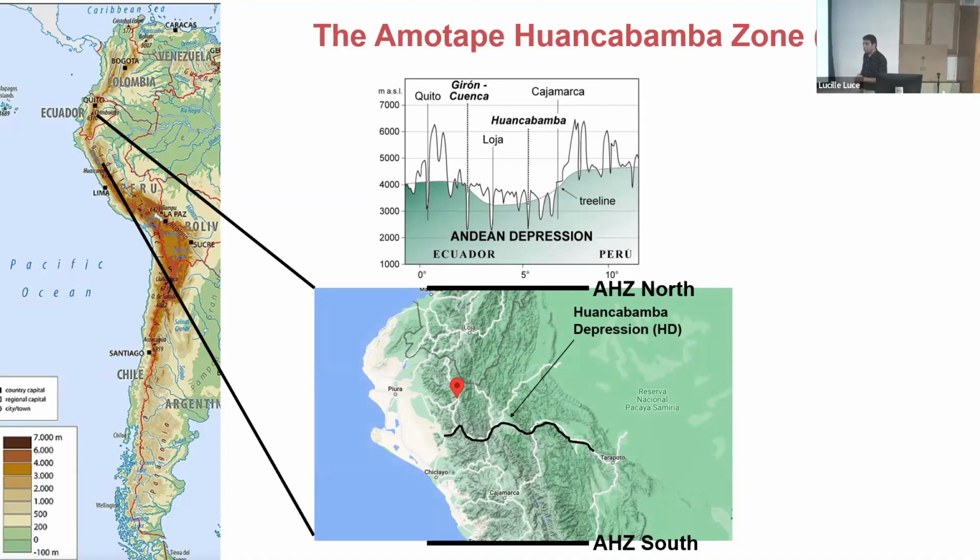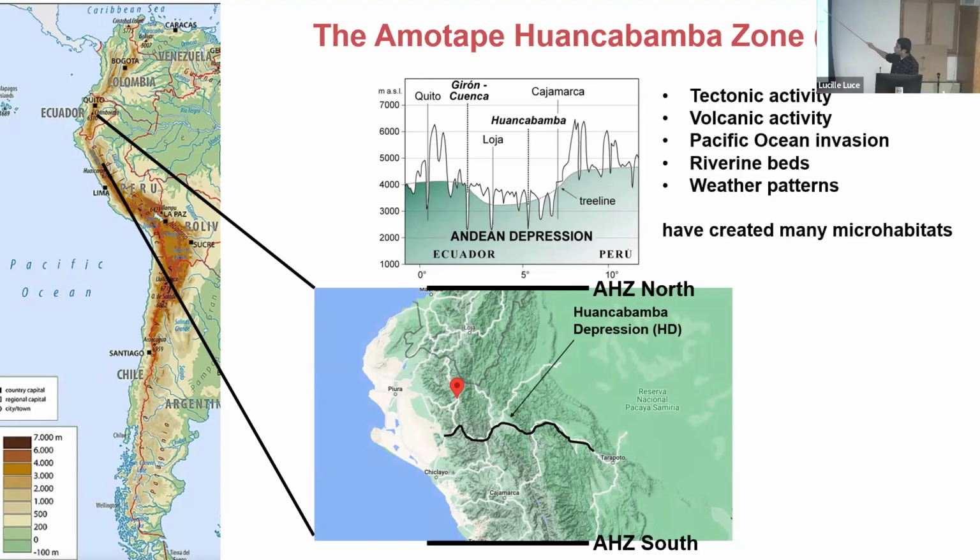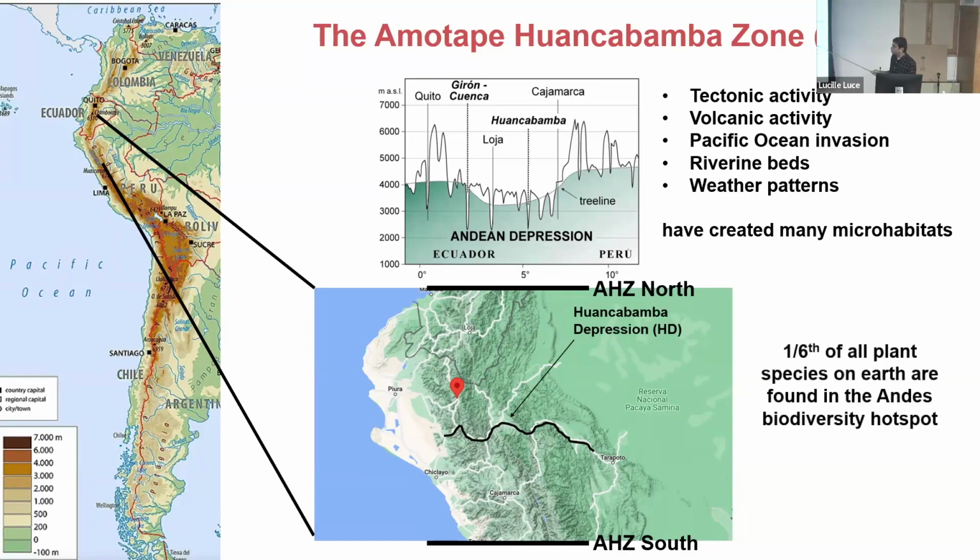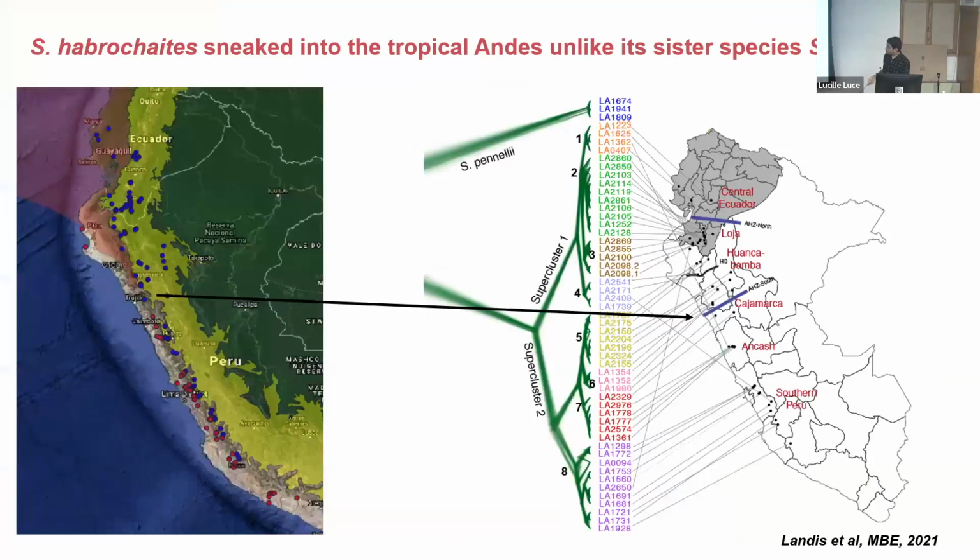And this region has so many small habitats, microhabitats, because it has been influenced by tectonic activity, volcanic activity, the Pacific Ocean has come in and gone out, there are riverine beds, weather patterns are different. So there are so many microhabitats that 1/6 of all plant species are found in the tropical Andes. Many of those are concentrated here due to the endemism present in the AHZ. So this is where all of the chemical and genotypic evolution is happening.